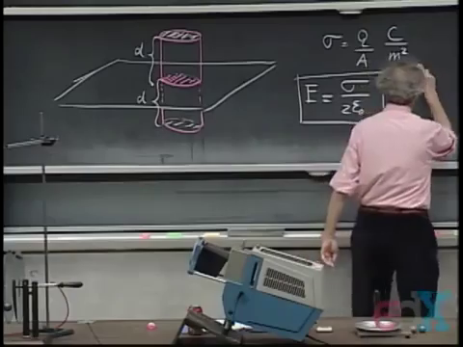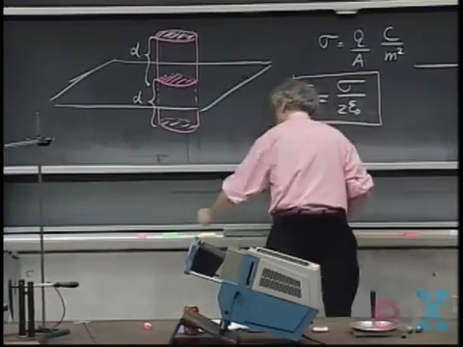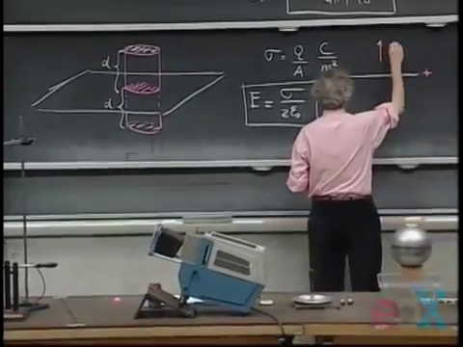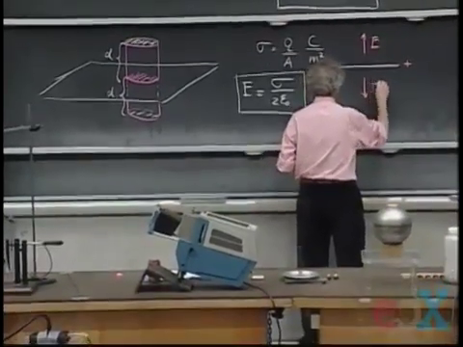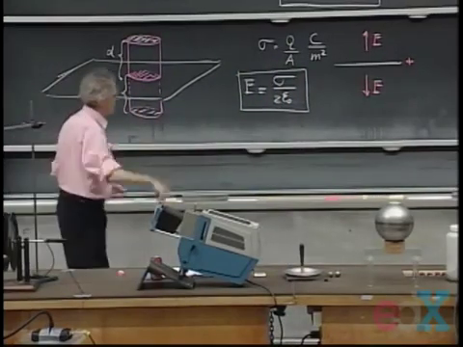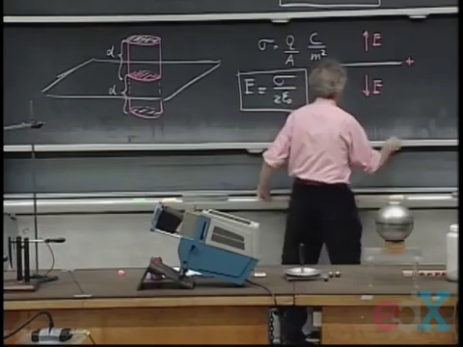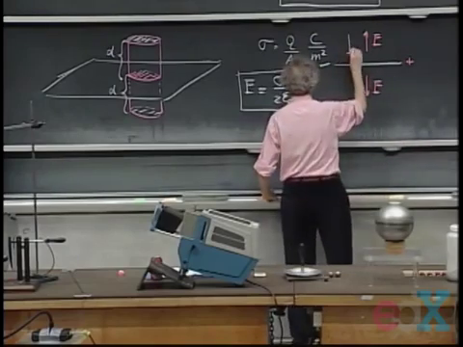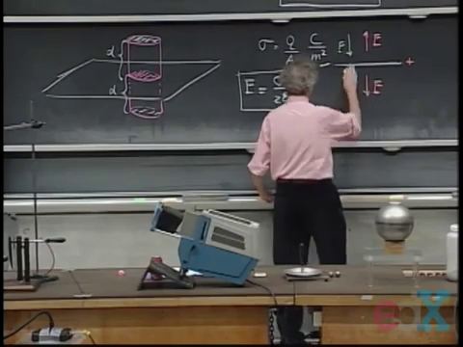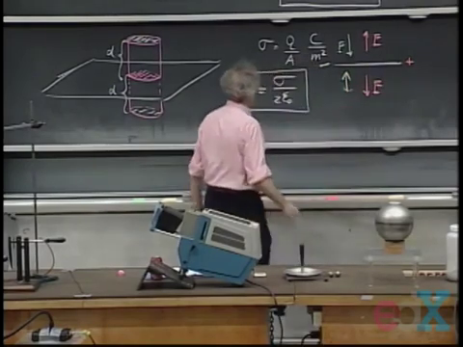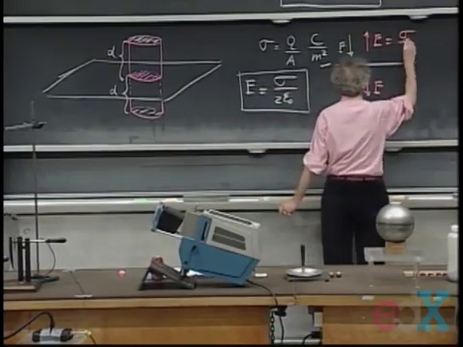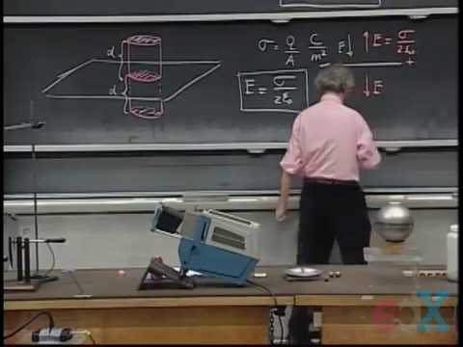So if this is that plane, and if the plane is positively charged, then E would be like this here, and E would be like this here, and it would be independent of distance. And if it is negatively charged, the E would be like so, and it would be like so, pointing towards the plane, and in all cases, the magnitude would be sigma divided by 2 epsilon 0.